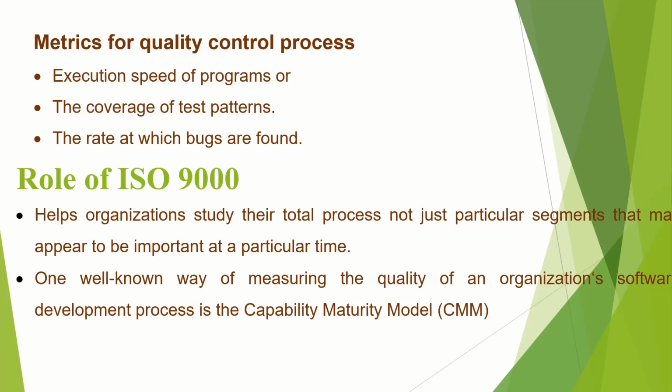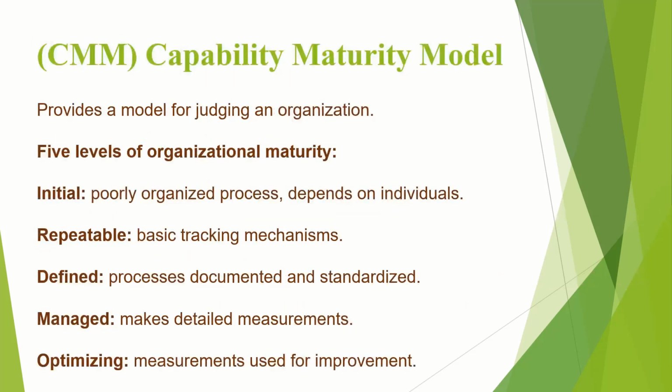So coming to ISO 9000, the important role of ISO 9000 is to help organizations study their total process, not just particular segments that may appear to be important at a particular time. A well-known way of measuring the quality of an organization's software development process is the Capability Maturity Model, abbreviated as CMM. The CMM provides a model for judging an organization.